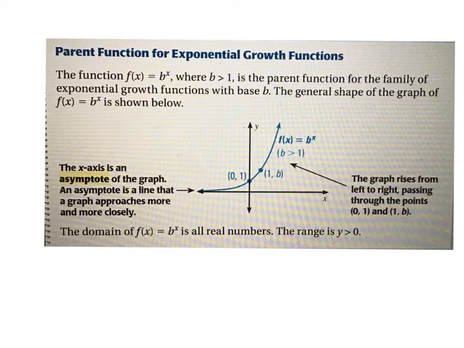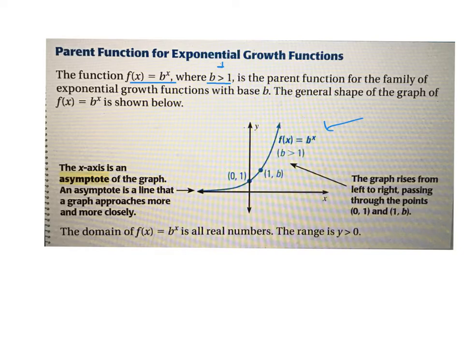Here's everything you need to know in one slide about what you're doing. The parent function is just y equals b to the x power, where b is bigger than 1. That's why it's growth. If b is less than 1, it becomes exponential decay instead of growth. And the general shape of the graph looks just like this always.